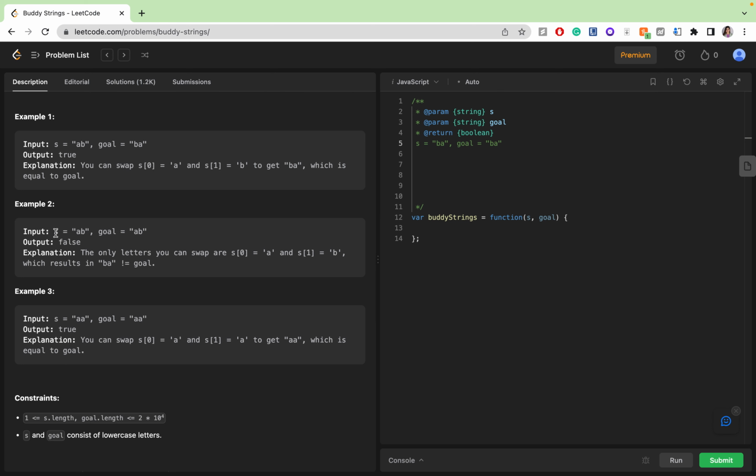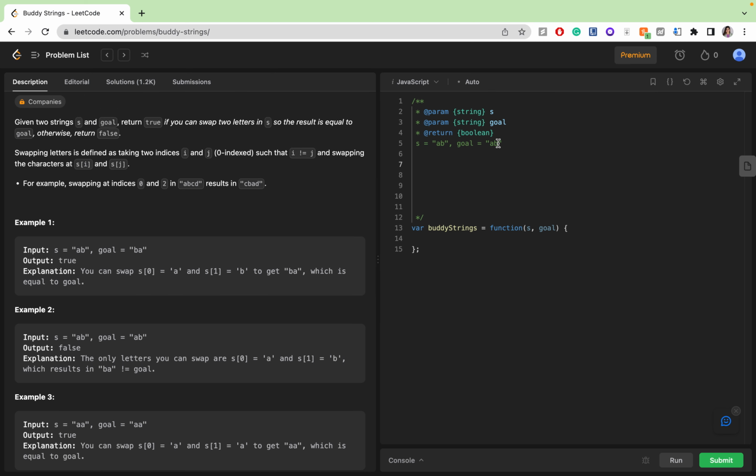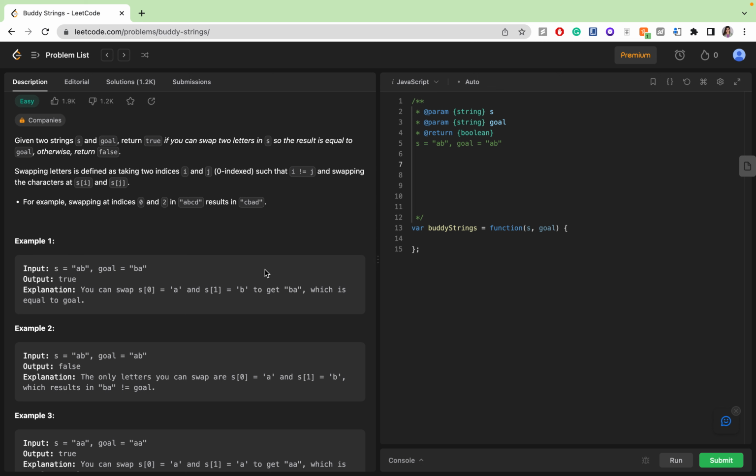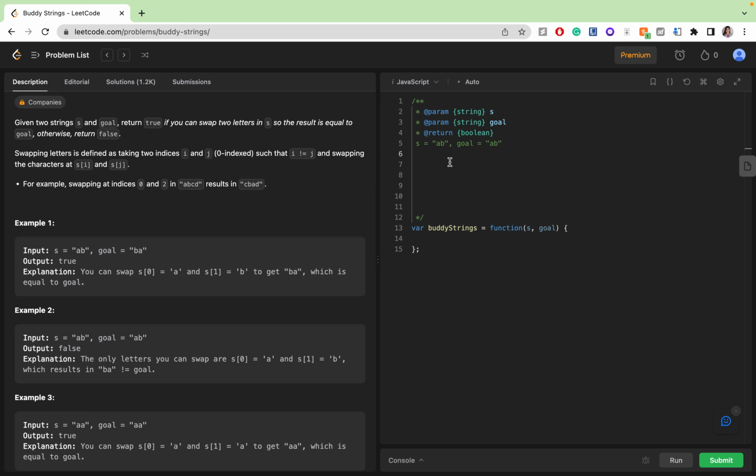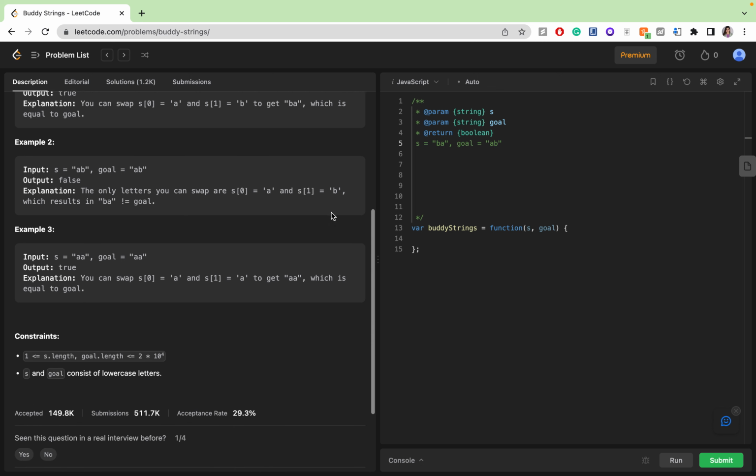So this is true. And for this question, I don't even need to swap two letters. It is already equal to ab. So that's why it is false. It means that I need to swap two letters here. If I swap the two letters in ab, it will become ba, so it will never be equal to goal if I swap two letters.